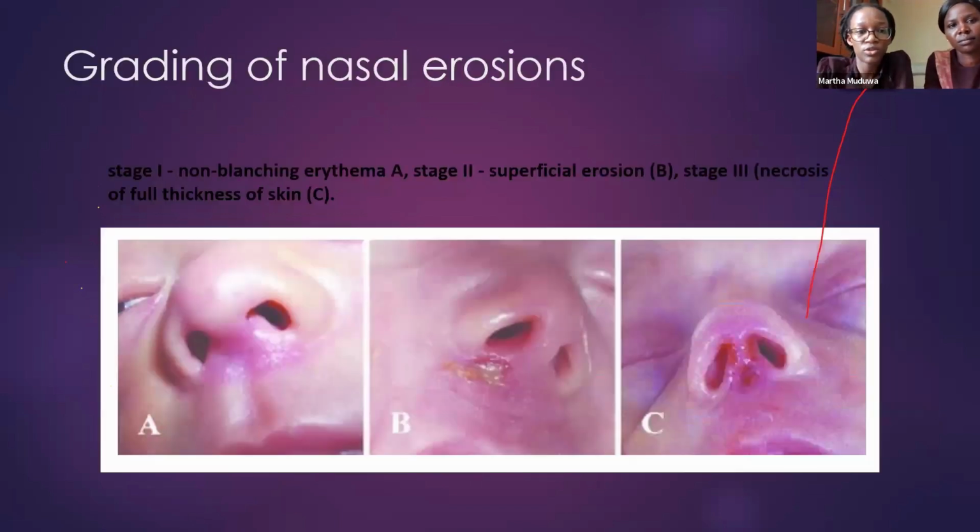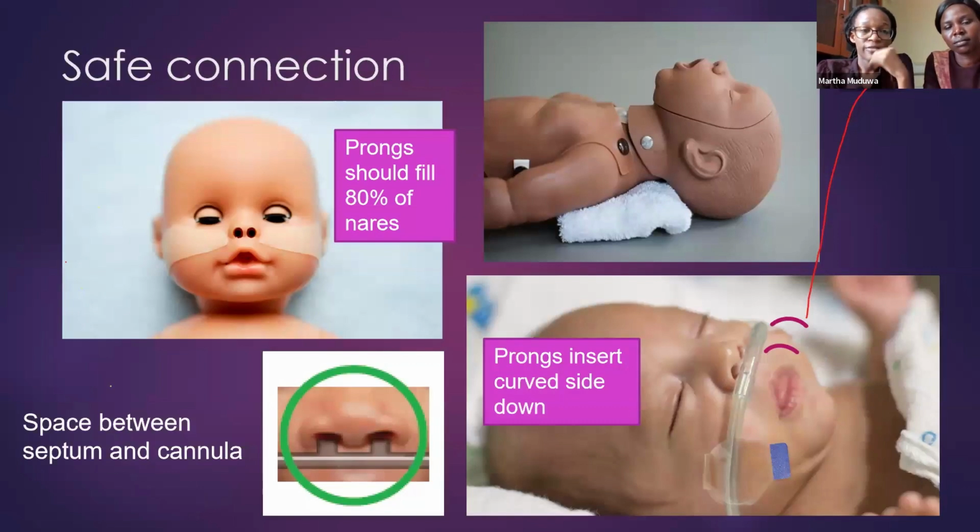So this is what nasoseptal erosions would look like. So this is a grade 1, you just have a bit of erythema. A grade 2, you have some superficial erosion, and a grade 3, you have a full skin thickness erosion, also with necrosis in severe cases. So this is how you can prevent nasoseptal erosion.